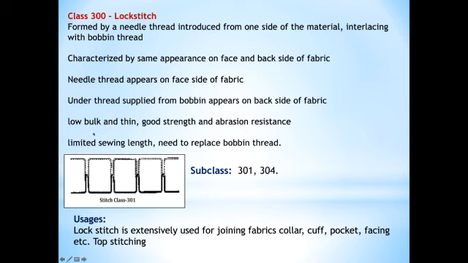This stitch is good in its strength and abrasion resistance. However, there is one disadvantage associated with this stitch type. The disadvantage is that the bottom thread is supplied by means of the bobbin. So the bobbin has got a limited thread carrying capacity, as we saw in the earlier slide here.